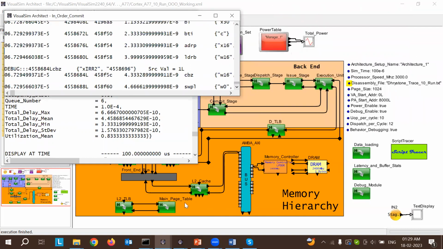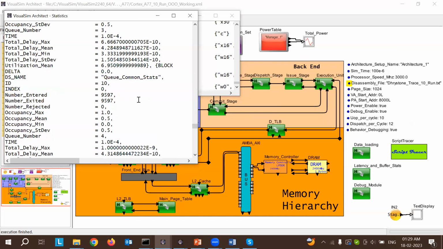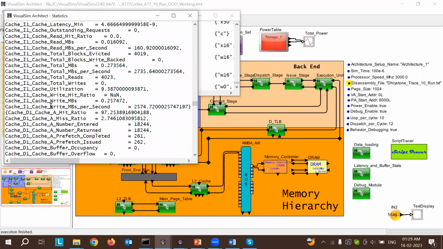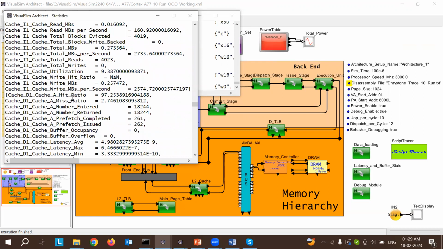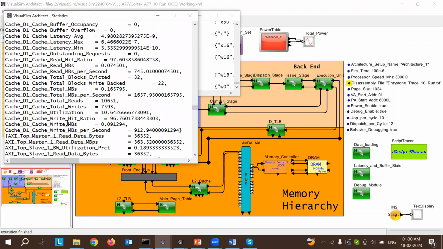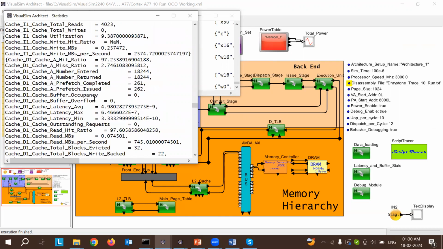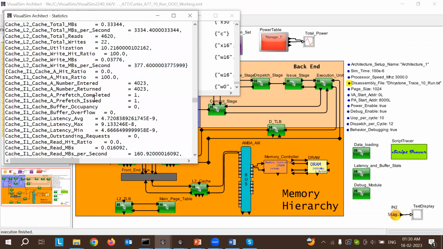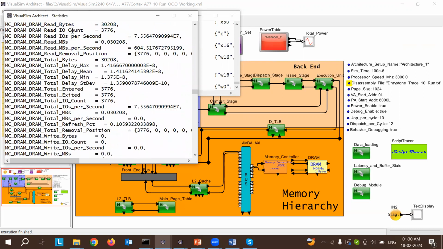The memory hierarchy plays an important role in processor design. These can be analyzed through the statistics generated over the simulation, such as the cache hit-miss ratio, throughputs, write-backs and evictions, and the utilizations. Similarly, we can observe the statistics for the DRAM and the interconnect devices.